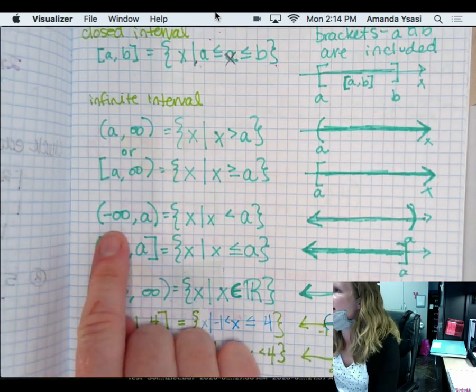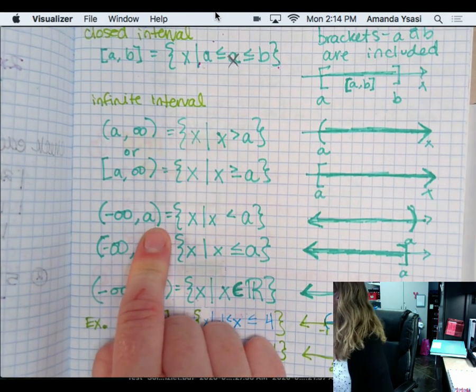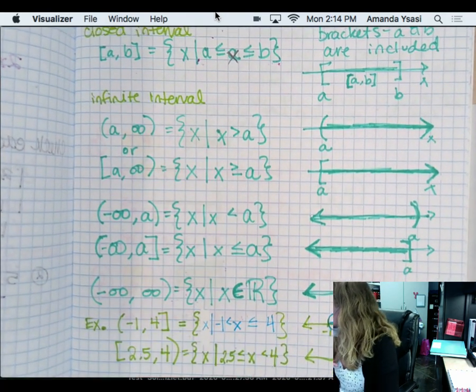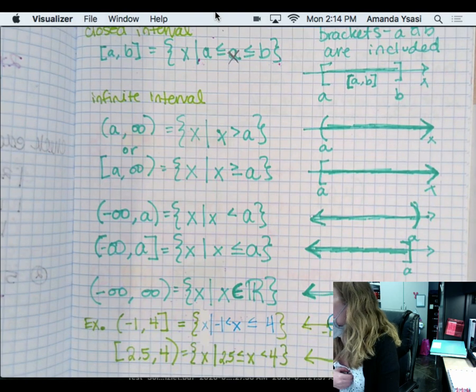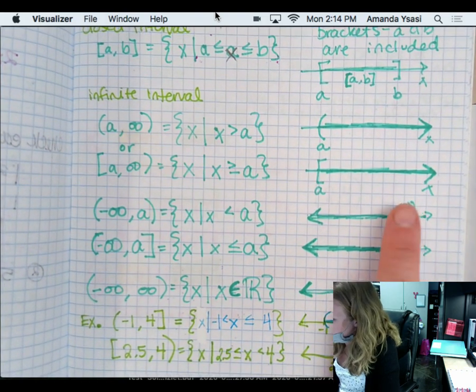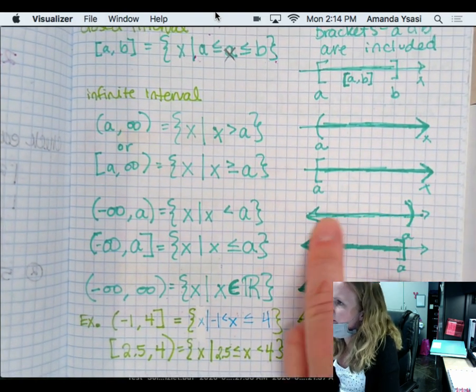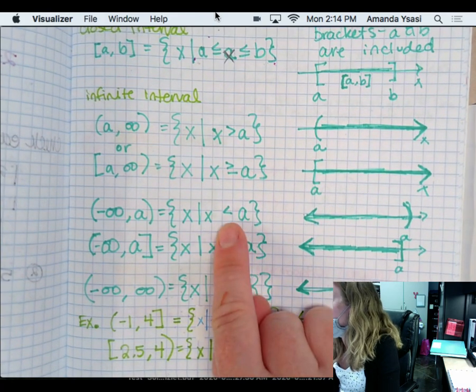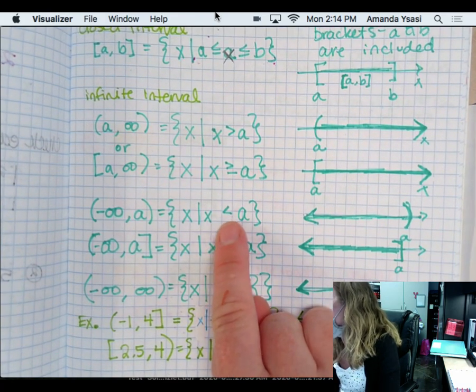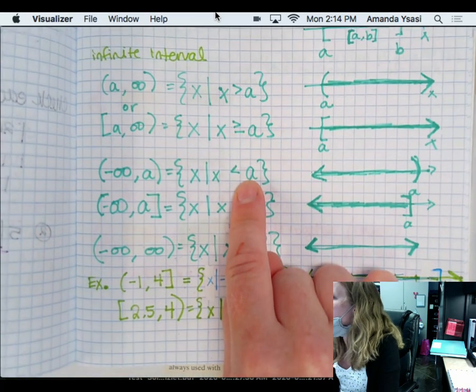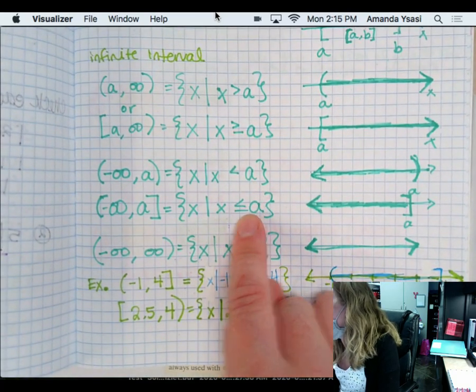And then we have negative infinity to A. That means it goes on and on to negative infinity. So it goes to the left. And it starts at A and goes left. So left, it always deals with being less than. X is less than A. Then if we have less than or equal to A, then we have the bracket.